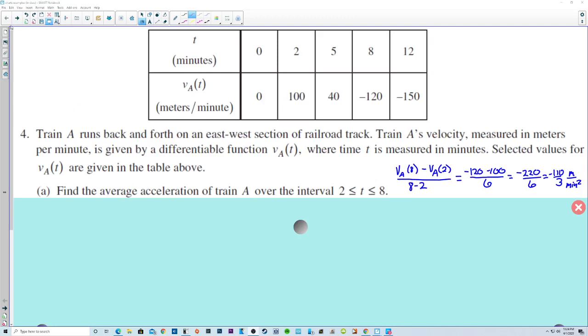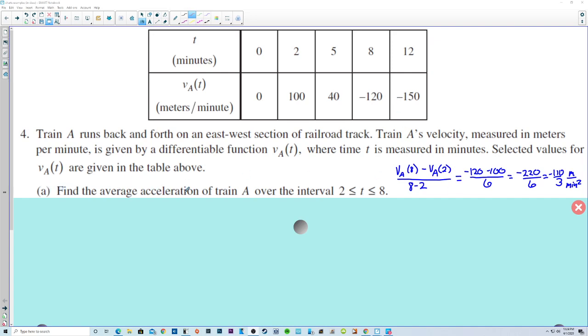All right, we have charts examples. Train A runs back and forth on an east-west section of railroad track. Train A's velocity, measured in meters per minute, is given by a differentiable function v of t, where time t is measured in minutes. Selected values for v of t are given in the table above. So we have t's and the velocity, meters per minute.